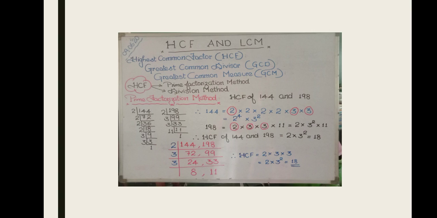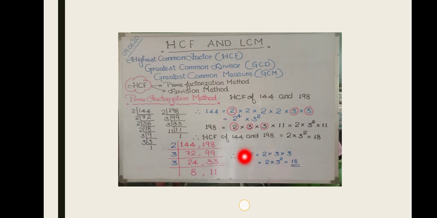And now we have to find out the highest common factor. Among the factors of 144 and 198, we have 2 common, only once, because in 198, 2 is only one time. So we can take the common factor 2 one time. But 3 appears 2 times in 144 and also 2 times here, so we can take 3 squared. That is the common factor in both. So the highest common factor of 144 and 198 will be 2 into 3 raised to the power 2, that is equal to 18.